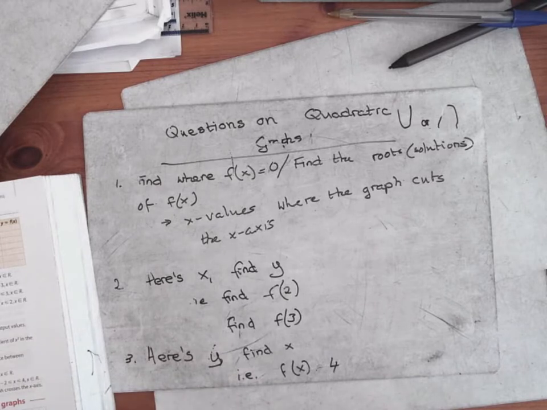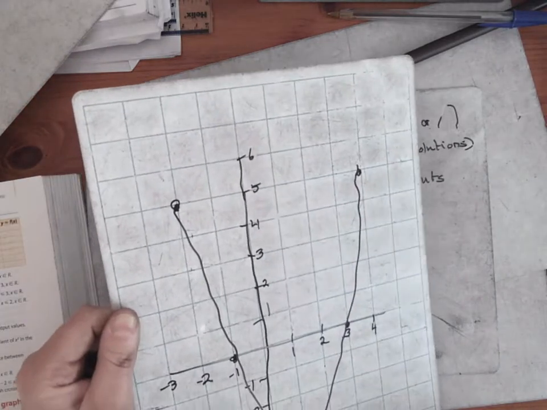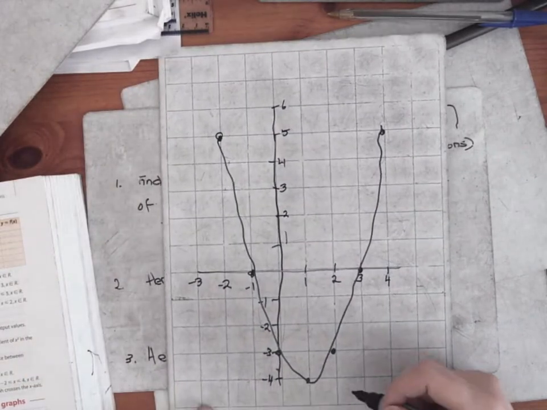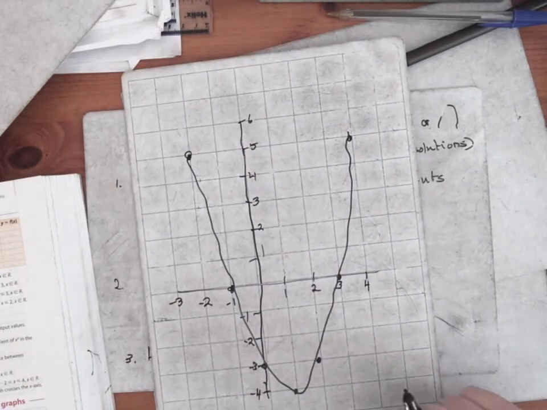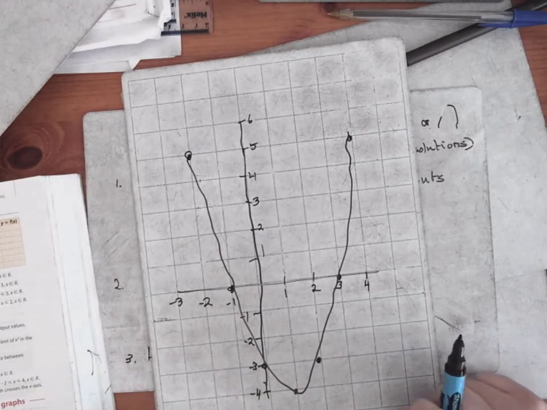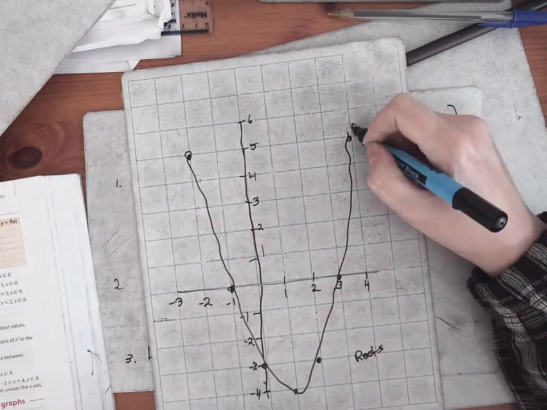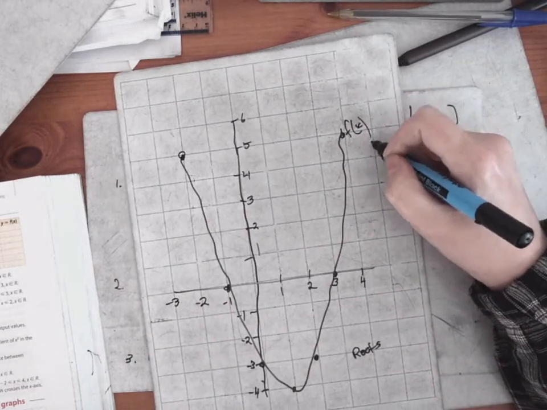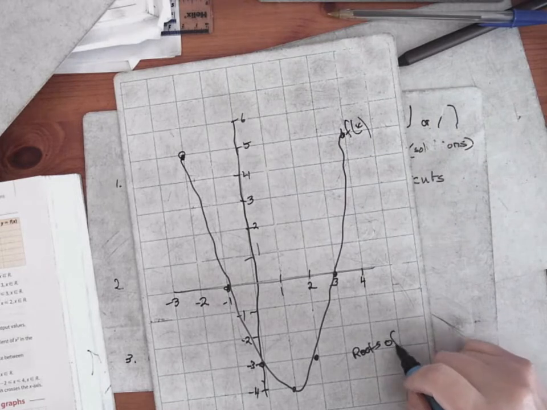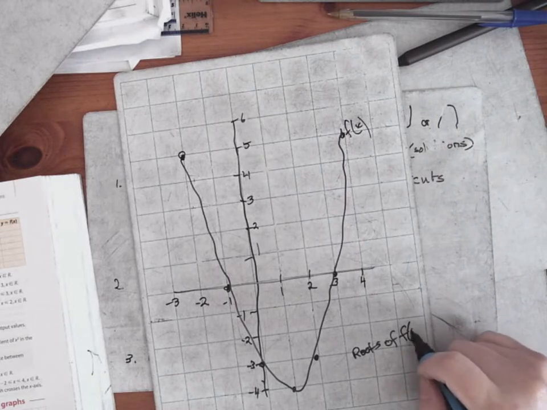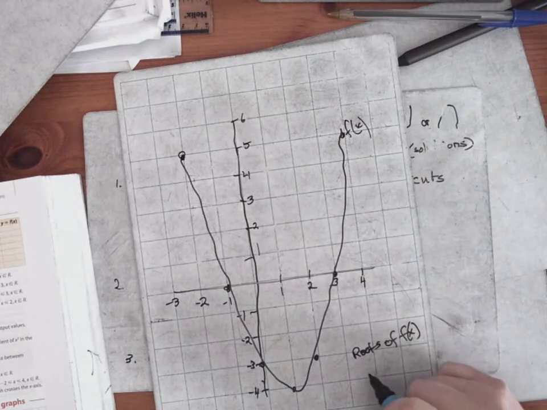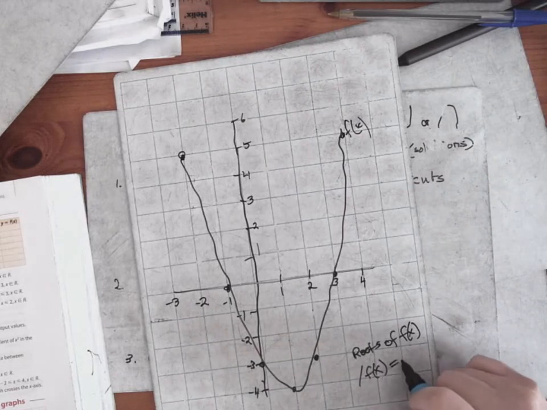Right, we're ready. So the first question, and it's a question they always ask you, is number 1, they'll ask you for the roots of f of x. So remember, this is f of x you've just drawn. So they might ask you for the roots of f of x, or they might ask you where f of x equals 0. They're the exact same question, okay?